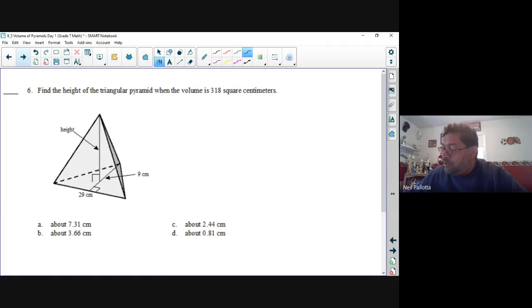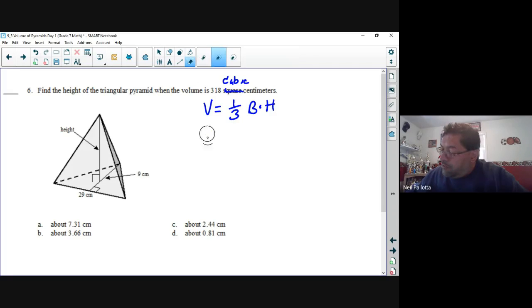That should say 318 cubic centimeters. All right, that's a little mistake. That should be 318 cubic centimeters. We write our formula. Volume is going to be 1/3 base area times the height. But for V, instead of writing V, we're told that the volume is 318.